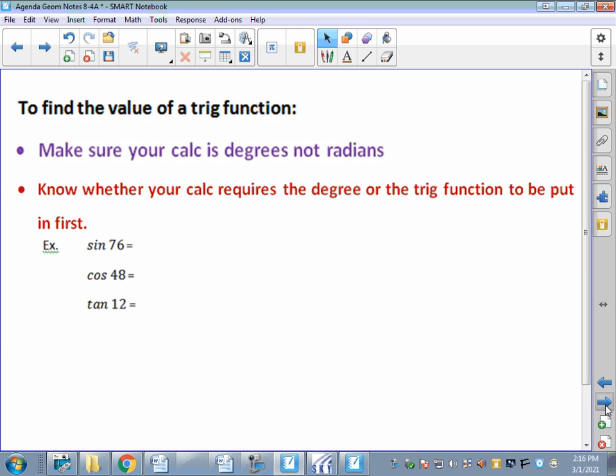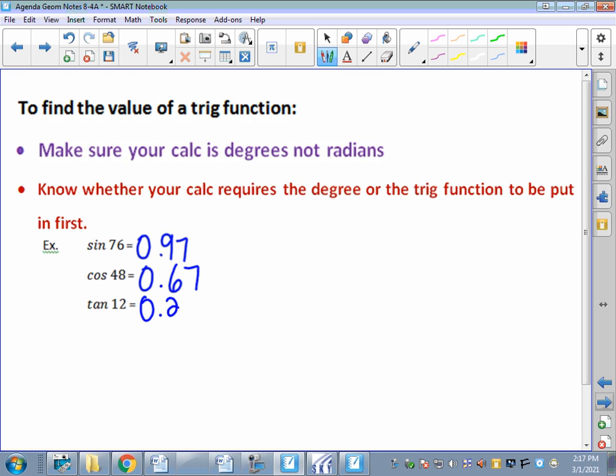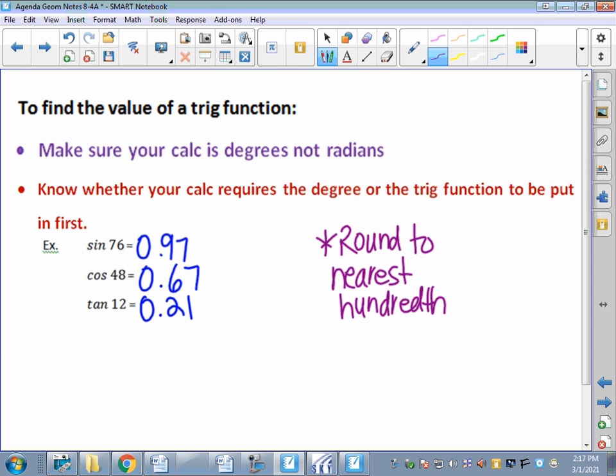So the sine of 76, in my calculator I type in sine 76 equals, and I got 0.97. I'm just going to go to two numbers after the decimal. So a cosine of 48, type that in, cosine 48. I got 0.67. And try out a tangent of 12. I got 0.21. Let's make ourselves a little note: round to the nearest hundredth. So it will ask you to evaluate, and when it says evaluate, you're just popping over to your calculator. If it asks you for a ratio, you know you're setting up a ratio.